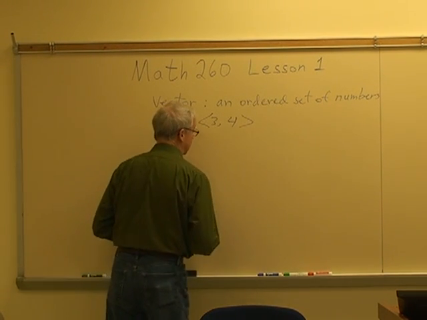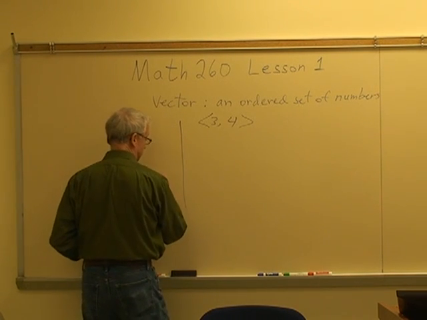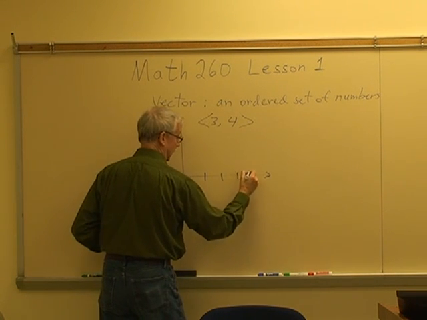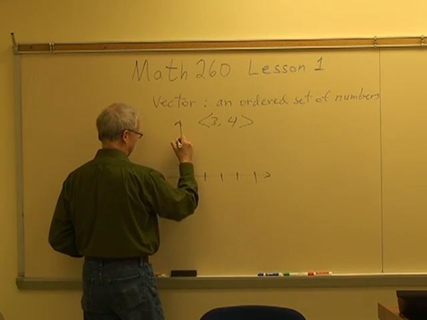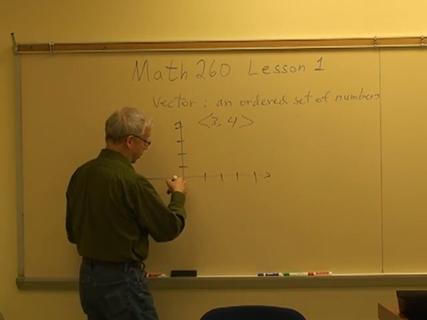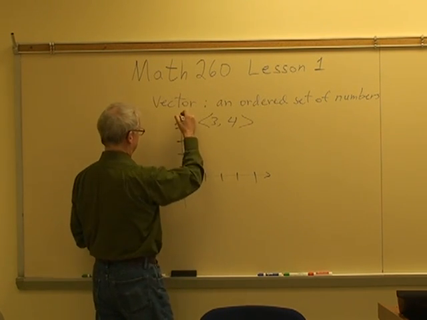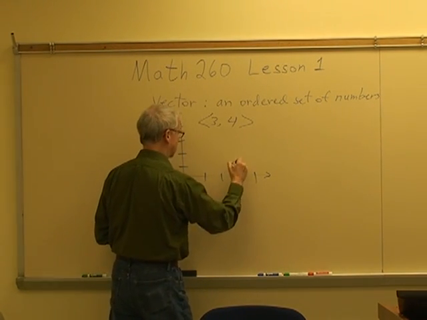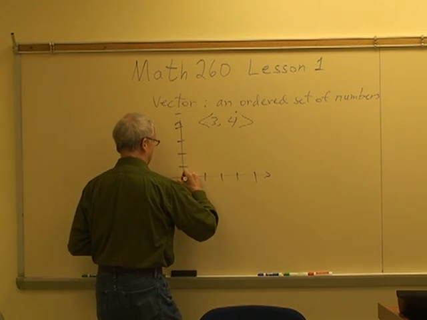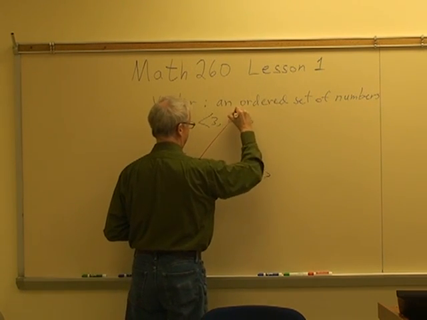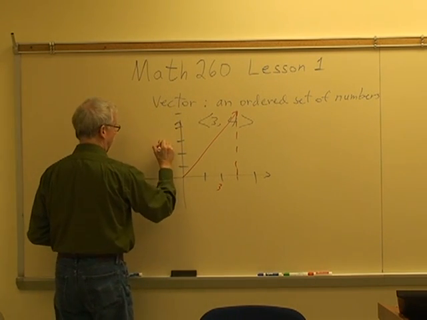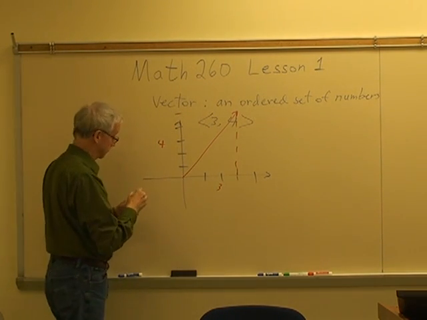So if I set up an axis system, the regular Cartesian plane, then the vector 3, 4 would mean I would go 3 in the x direction and then 4 in the y direction. So I'd end up here, and the vector would look like this, where its x component is 3 and its y component is 4.